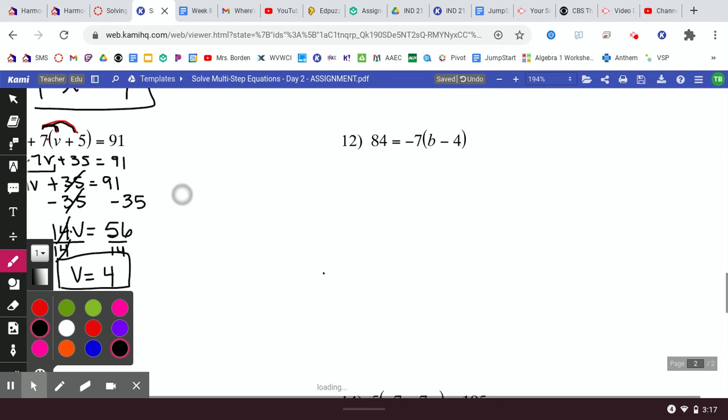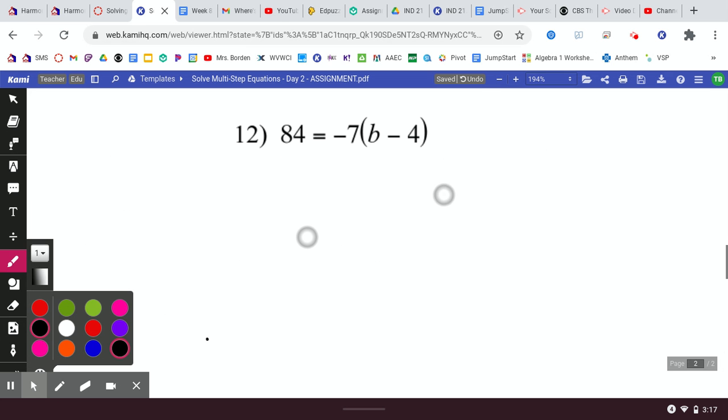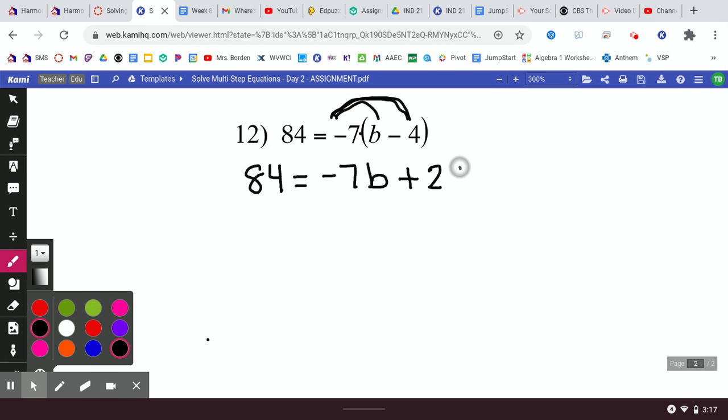All right, number 12, again, we've got a distribution problem. So that means we're going to take this -7 and multiply it times the b and times the -4. So this side stays the same. -7 times b is -7b. And -7 times -4, two negatives give you a positive, and 7 times 4 is 28. Now there's nothing to combine here, right? No like terms on the left, no like terms on the right. That means we're ready to start moving.